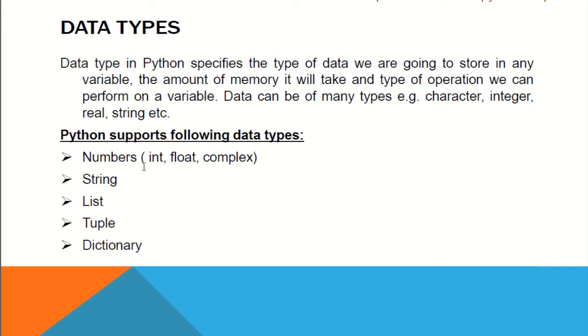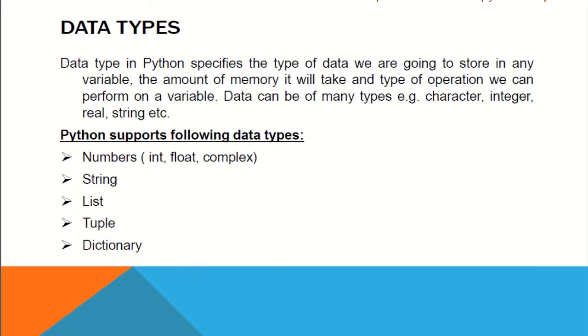First is numbers. Numbers can be categorized in three: integer, float, and complex. Integer means 0 to any number. Float means the fractional number can also be there. A complex number means numbers which are negative, positive, as well as complex type, or real integer type. Next is your string. Third one is your list type. Fourth is tuple type, and fifth one is your dictionary type. We'll see one by one.